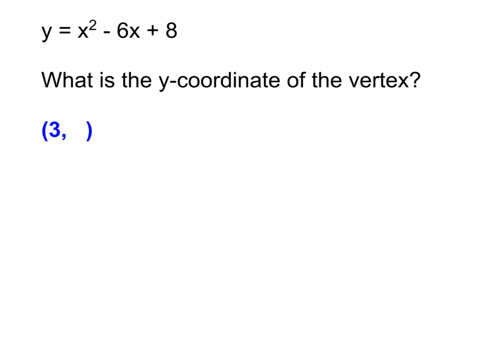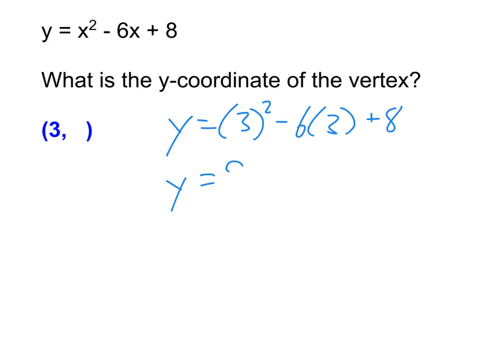So now let's use that piece of information on finding the y-coordinate. We're going to take our x value of 3 and plug it into the original equation for x. So we're going to go 3 squared minus 6 times 3 plus 8. And so y is going to equal 3 squared is 9, minus 6 times 3 is 18, plus 8. Go left to right when doing the addition and subtraction.